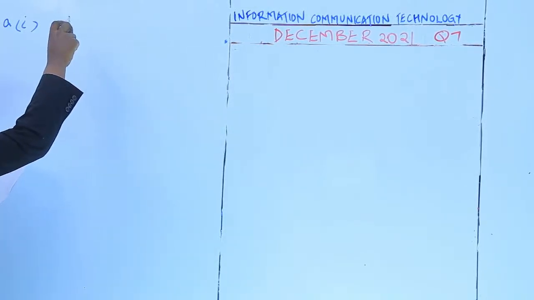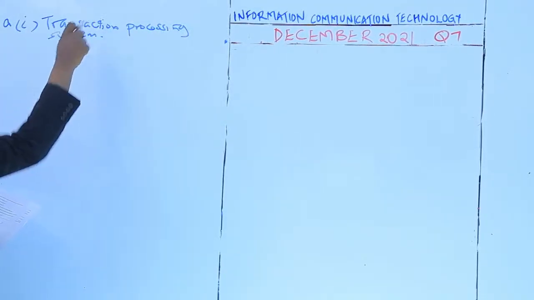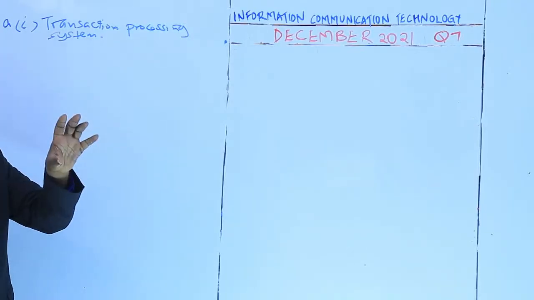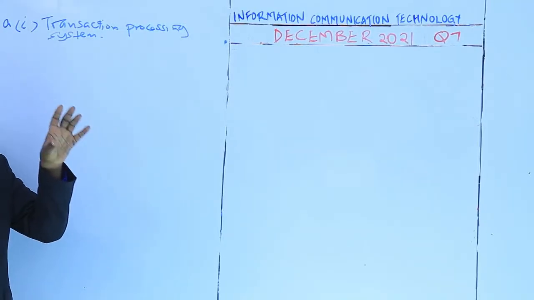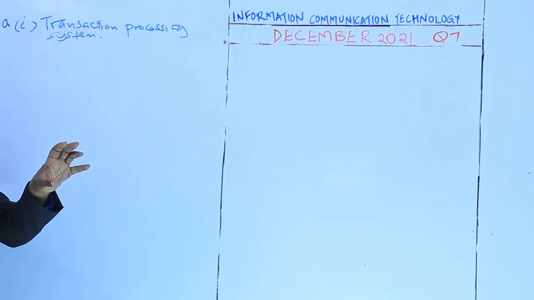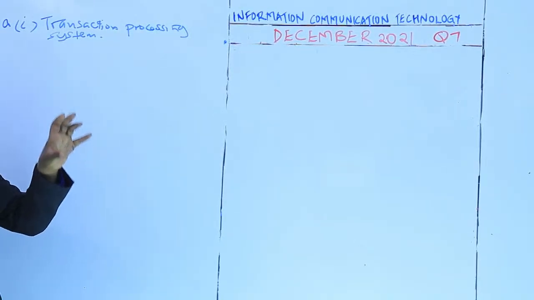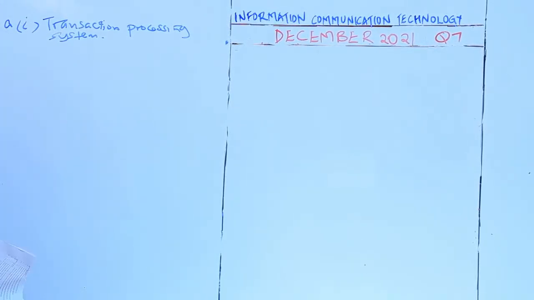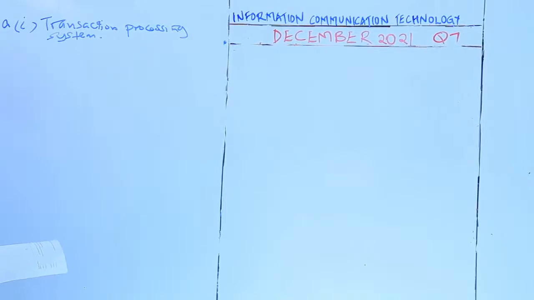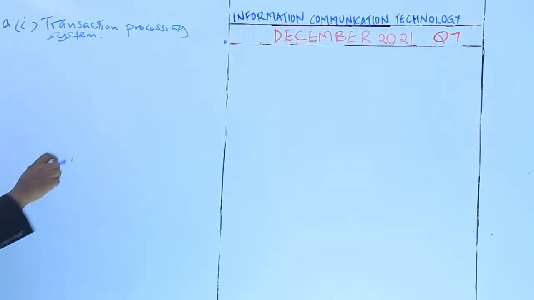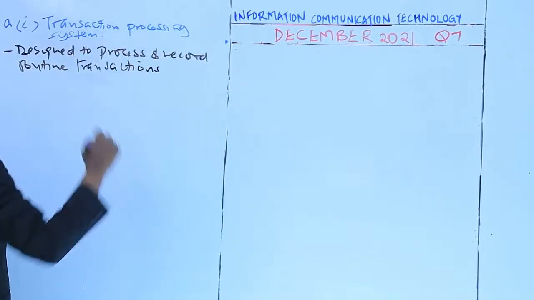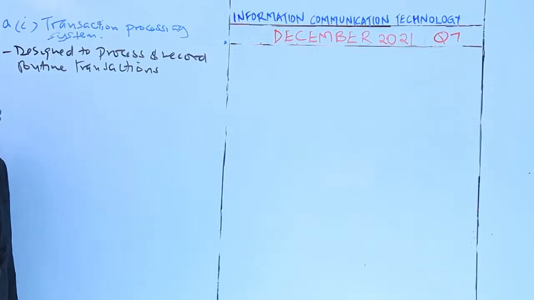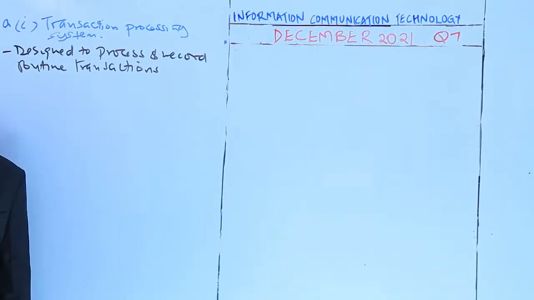The first one is transaction processing system. The name suggests, candidates, transaction processing. That means it's a system designed to process and to record routine transactions of an organization.